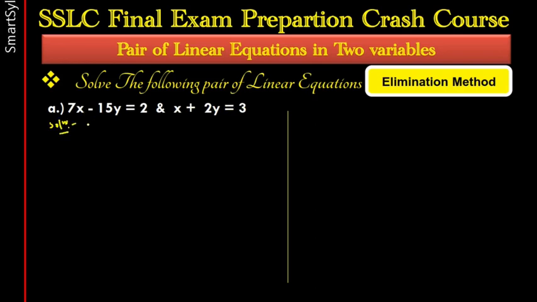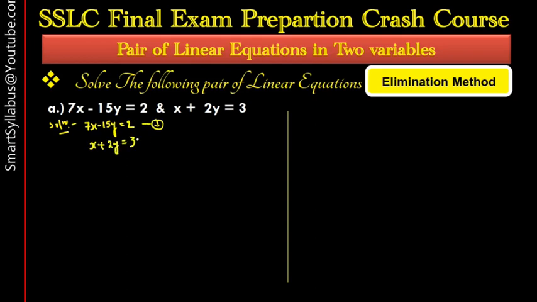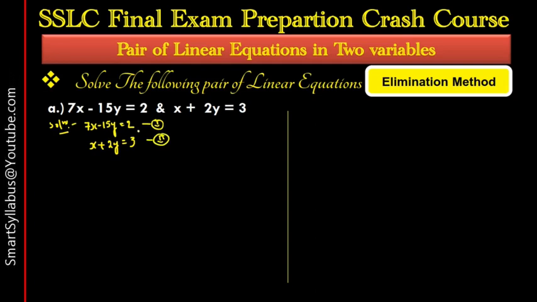First, write down the equations. 7x minus 15y equal to 2, call it equation 1, and x plus 2y equal to 3, call it equation 2. Now what is this elimination method all about? Elimination means removing a particular variable, so either you try to cancel x and x or remove y and y. Any one variable you have to remove.